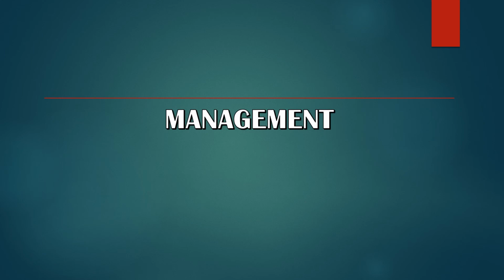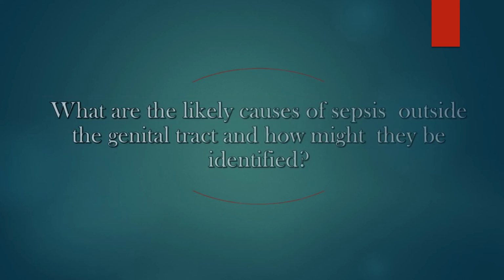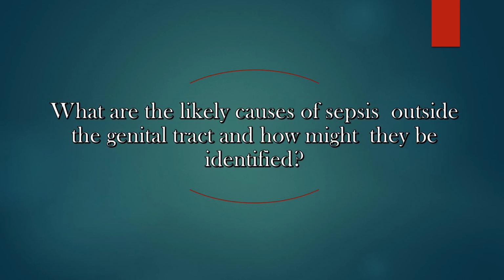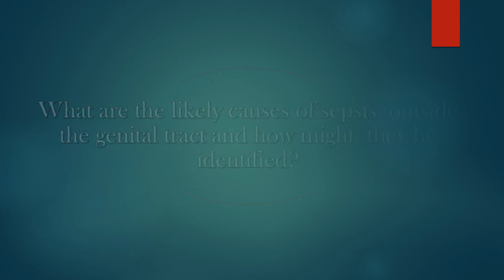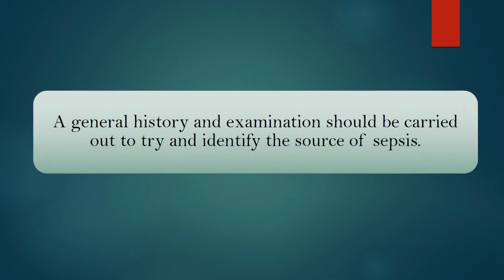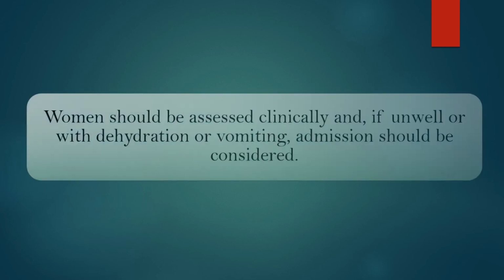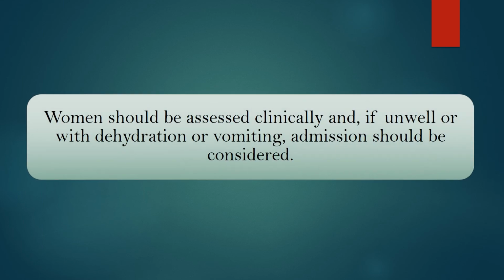Management. What are the likely causes of sepsis outside the genital tract, and how might they be identified? A general history and examination should be carried out to try and identify the source of sepsis. Women should be assessed clinically, and if unwell or with dehydration or vomiting, admission should be considered.